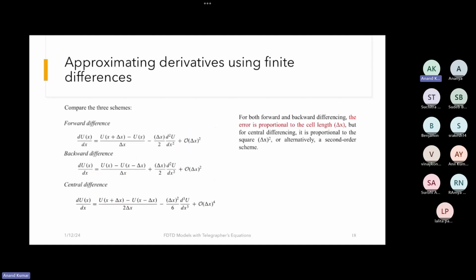Once we have the forward, backward, and central difference schemes, let's look at the errors each of them accumulates throughout the simulation. If you take a look, the forward difference and backward difference errors are dependent upon the second term, which depends on delta x by 2, where delta x is the step size in space or time.